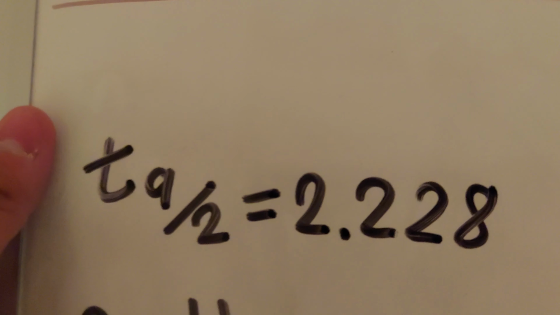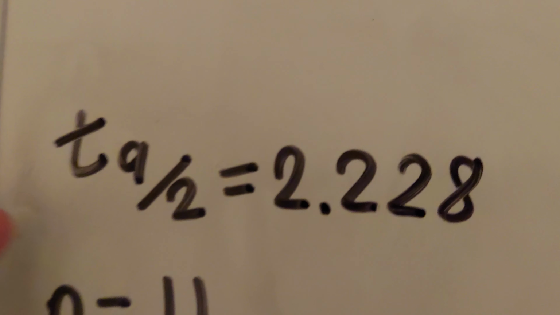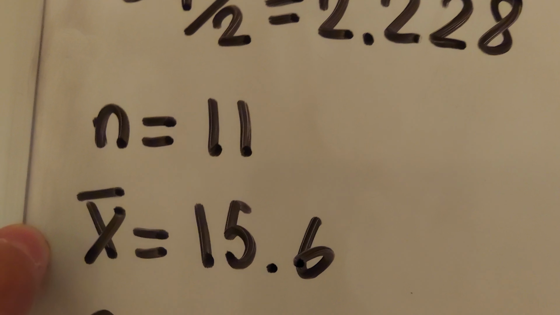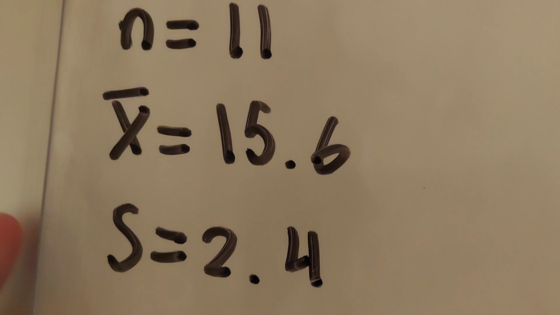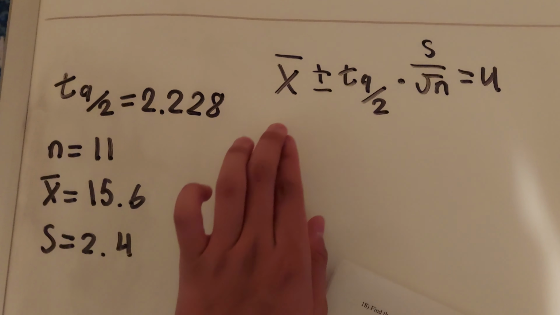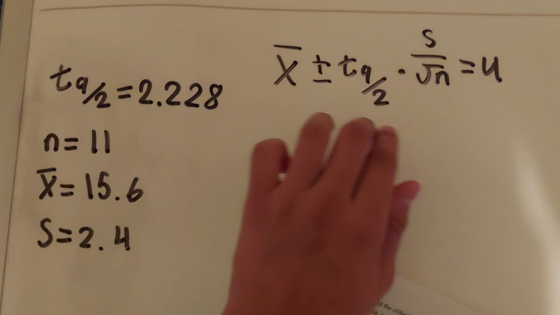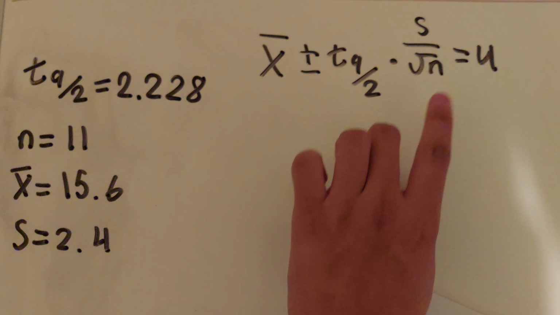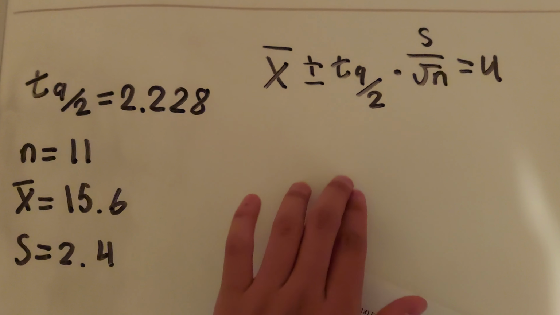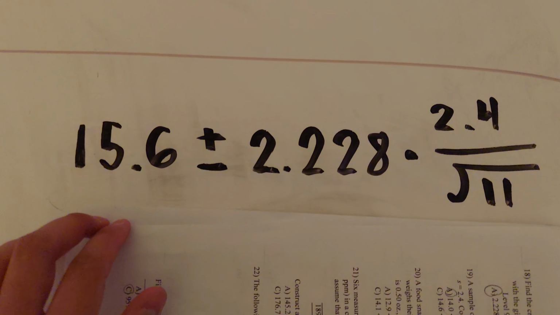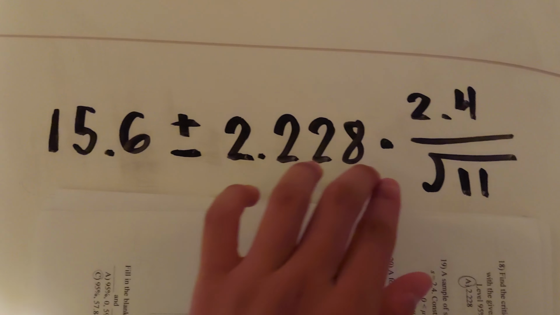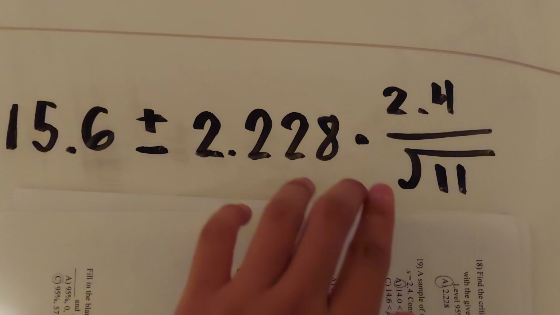So let's go over what we know. We know that t alpha over 2 is equal to 2.228. We know that the sample size, n, is equal to 11. We know that the sample mean is equal to 15.6. And we know that the sample standard deviation is equal to 2.4. We're going to use all these numbers in this formula, sample mean plus or minus t alpha over 2 times the sample standard deviation divided by the square root of the sample size, which equals μ. So all of it put together: 15.6 plus or minus 2.228 times 2.4 divided by the square root of 11.